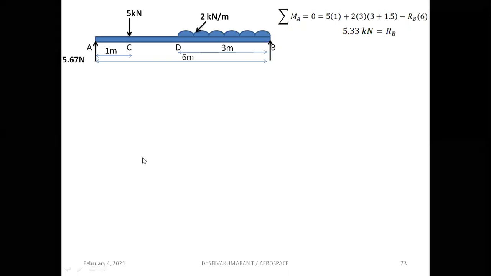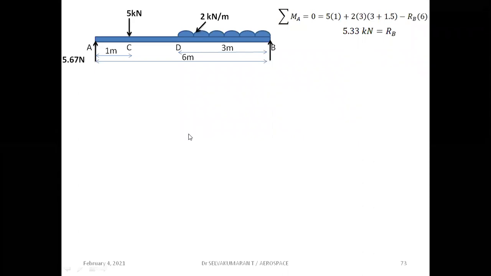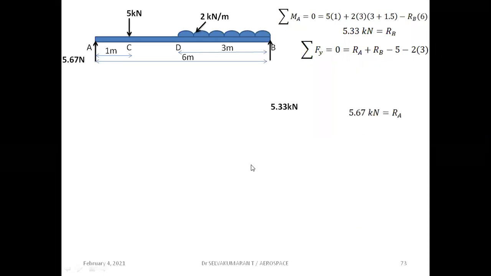Now, how to find RA? Sigma Fy is equal to 0. RA is acting upward, positive, and RB is acting upward, positive. 5 is acting downward, so minus 5. And 2 into 3, UDL multiplied by run length, gives the load acting downward, so negative. RB is known, so RA is 5.67 kilonewton. By knowing RA and RB, we can calculate the shear force values along the span of the beam, followed by plotting the shear force diagram.